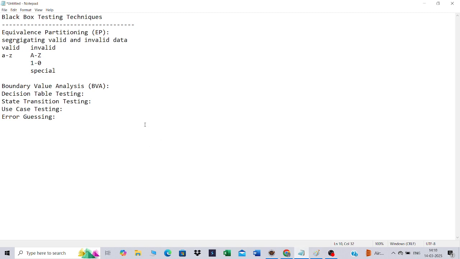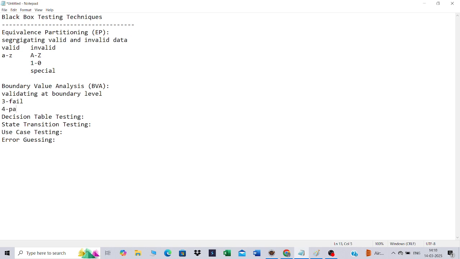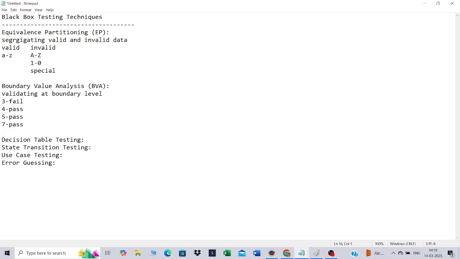So boundary value analysis is basically validating at the boundary level, guys. Say for example, in the specific condition, 3 should fail, 4 should pass, 5 should pass, 7 should pass, 8 should pass, 9 should fail. So this is what boundary analysis is, guys. We have to understand it in this way.